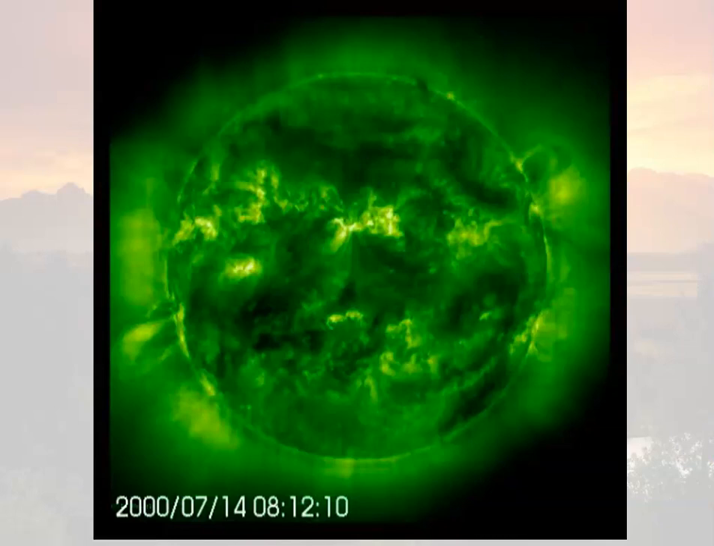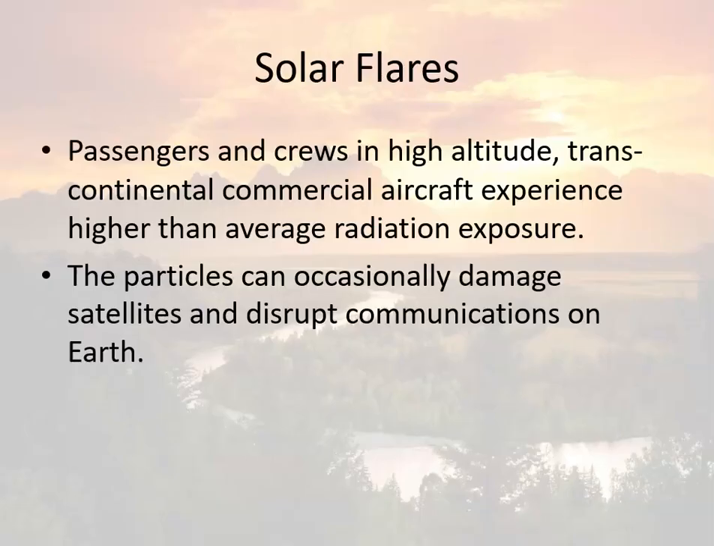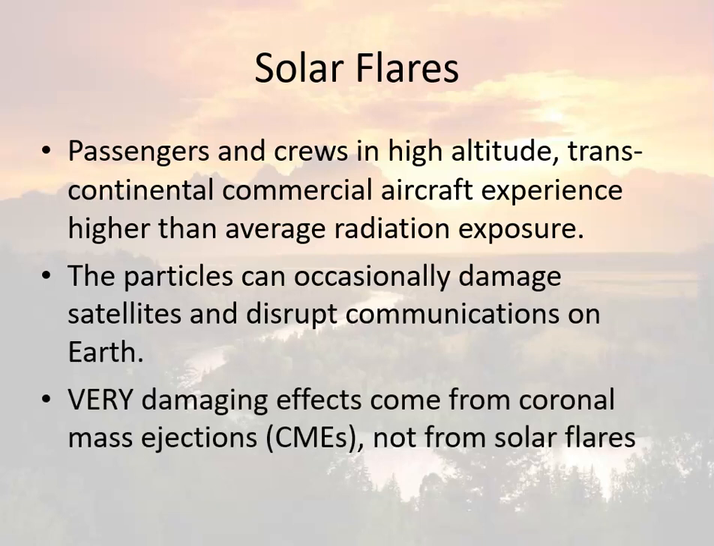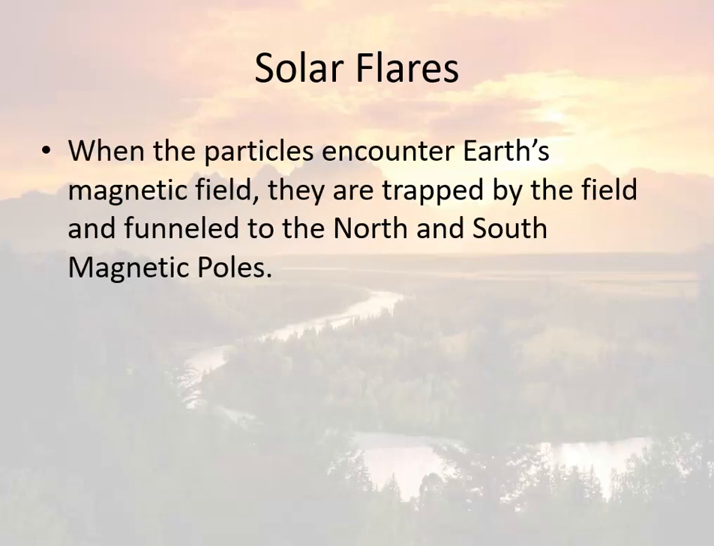And nice picture of our sun in UV light. So these can also, just as they would potentially be lethal to passengers near the ISS, disrupt communications on Earth. But the most damaging effects come from something else. Those are known as coronal mass ejections, which we're going to talk about soon.